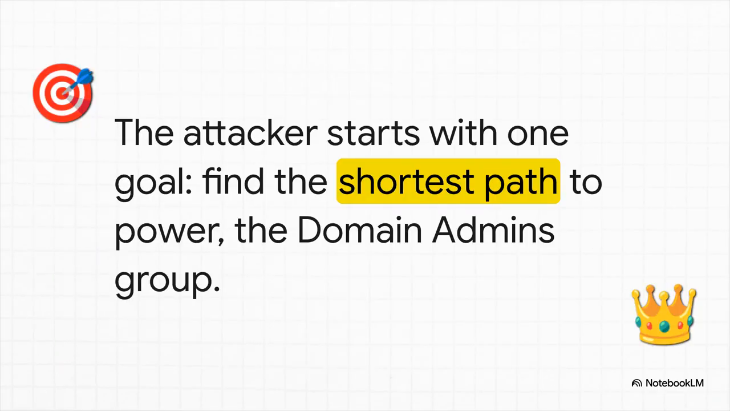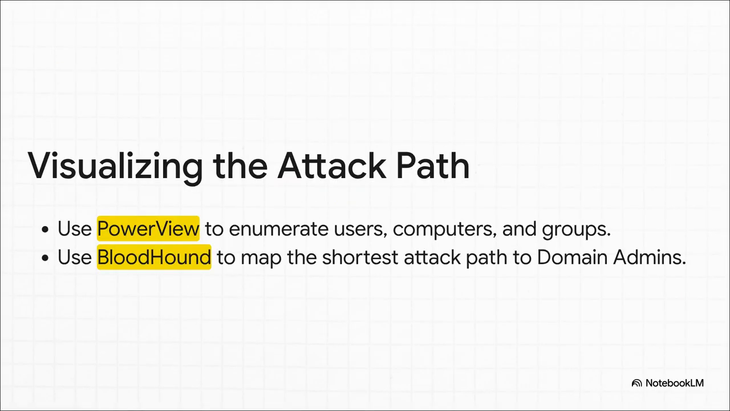And look, this attacker isn't just wandering around hoping to get lucky. Nope. They have one very specific goal in mind: find the absolute shortest, most efficient path from their measly, low-privilege account straight to the throne. And that throne is the domain admins group. So, how do they do this?